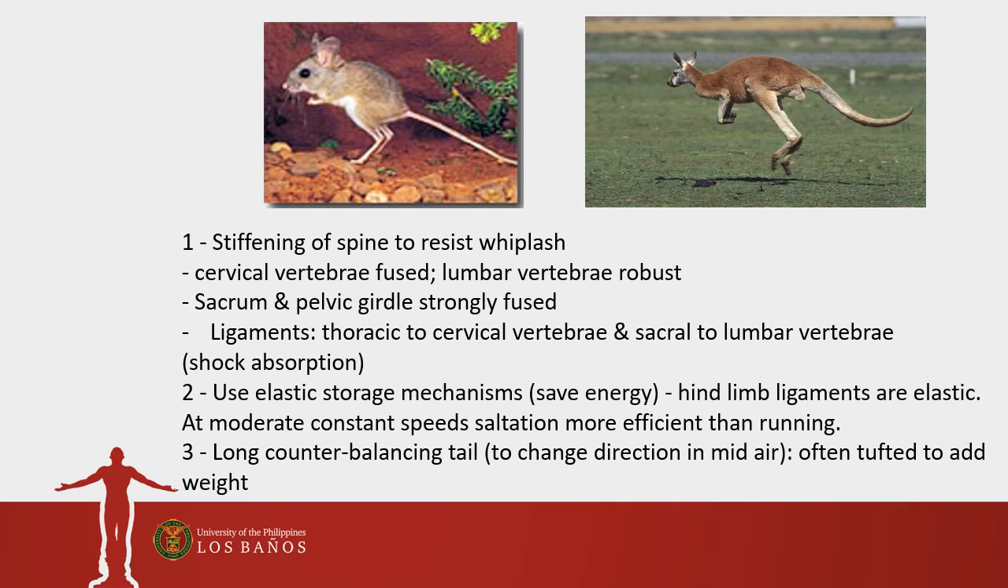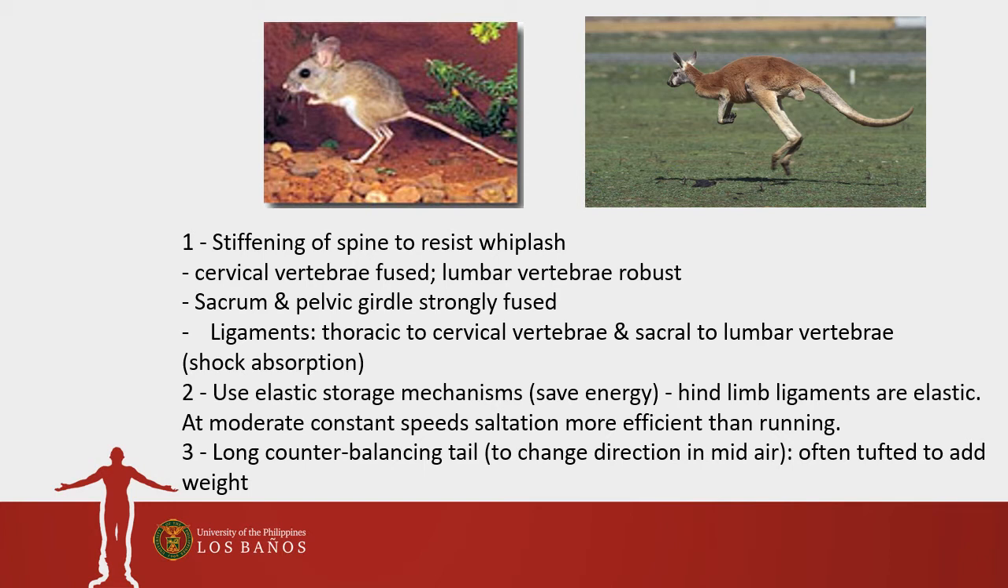Adaptations in ricochetal mammals include stiffening of the spine to resist whiplash. The cervical vertebrae are fused and lumbar vertebrae are robust. The sacrum and pelvic girdle are strongly fused, and there are ligaments from thoracic to cervical vertebrae and sacral to lumbar vertebrae to act as shock absorbers.